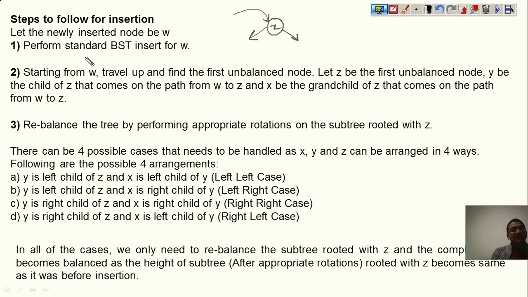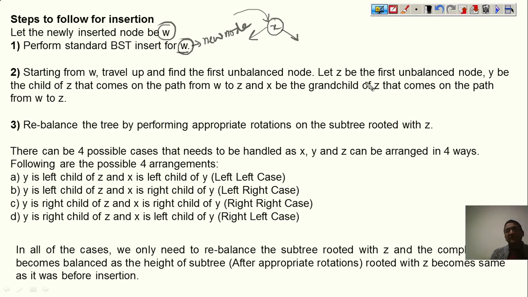Now let us understand the scenario. We are interested in inserting a node and we are calling it W. Now perform the standard BST, that is binary search tree, insert operation for W. Here I am using some terminology to understand in a better way. W is our new node that we are interested in inserting. Starting from W, travel up and find the first unbalanced node. Let Z be the first unbalanced node.